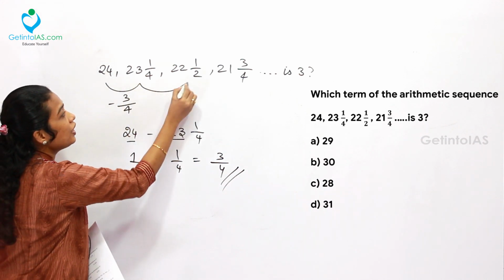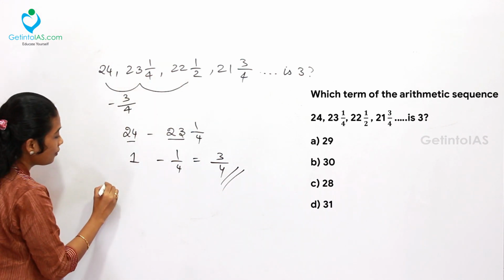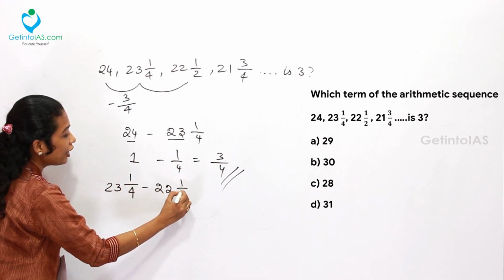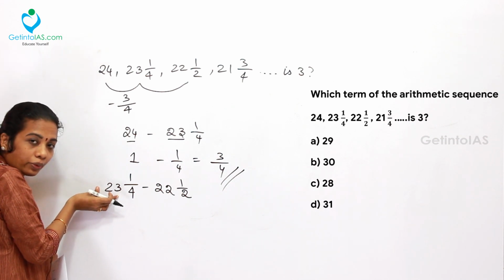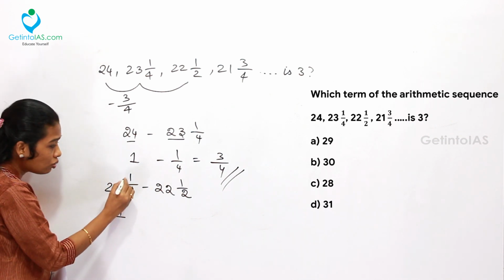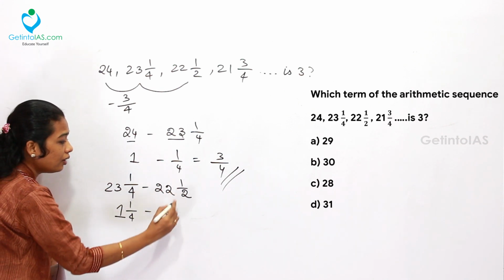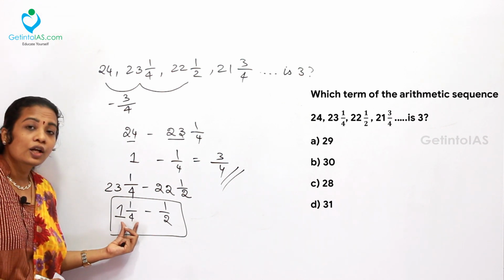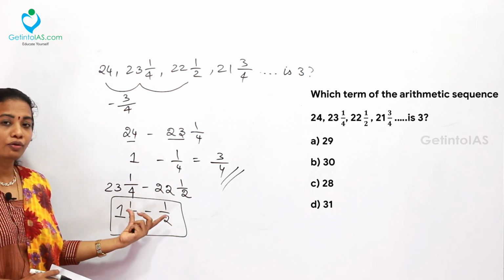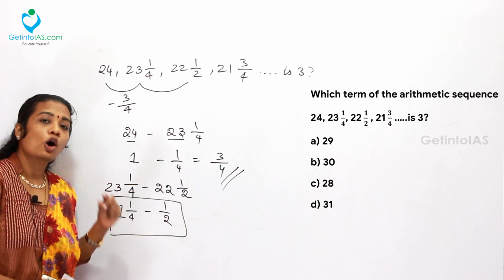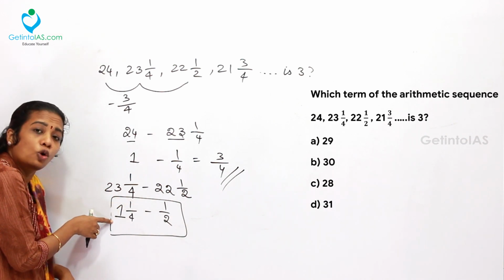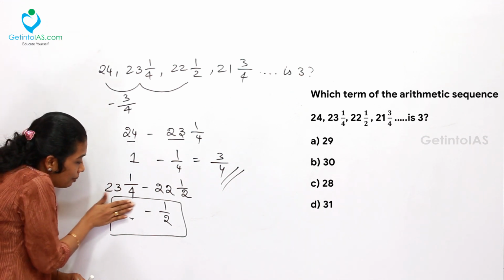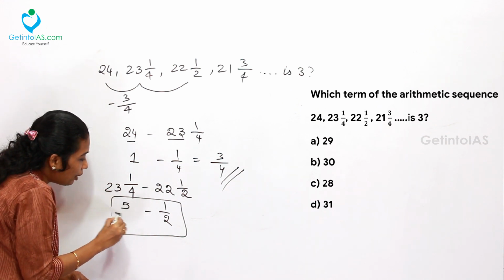Okay, what is the difference between these two terms? Let's check it once. 23 1 by 4 minus 22 1 by 2. So take the whole numbers here: 23 minus 22 is 1. Let's take the 1 by 4 here and 1 by 2 here. Now you can subtract it easily. If you are well versed in calculations on fractions, you can simply say it is 3 by 4, or else you can convert these terms into improper fractions first. That is 1 into 4, 4 plus 1, 5, so it can be taken as 5 by 4.